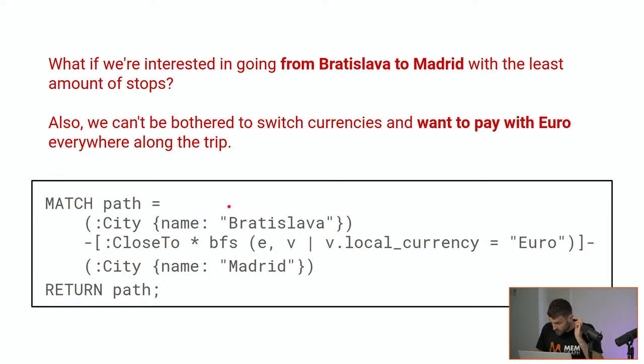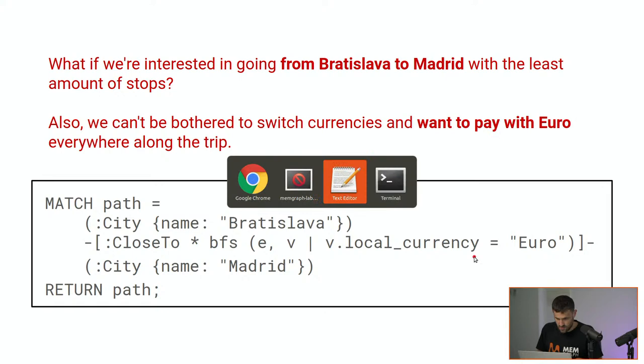If we want to do a slightly more advanced query, this one is very similar to the previous one, but it just has something which is called a filter lambda. So basically, if we want to have some additional filter on the query, it's possible to write an expression here, and that will filter all paths that are not satisfying that expression. So here in the example, let's find a path between Bratislava and Madrid, but also on that trip, we want to be able to pay only in euros. And to do that, we have to filter all vertices that have local currency euro. So let me execute this query.